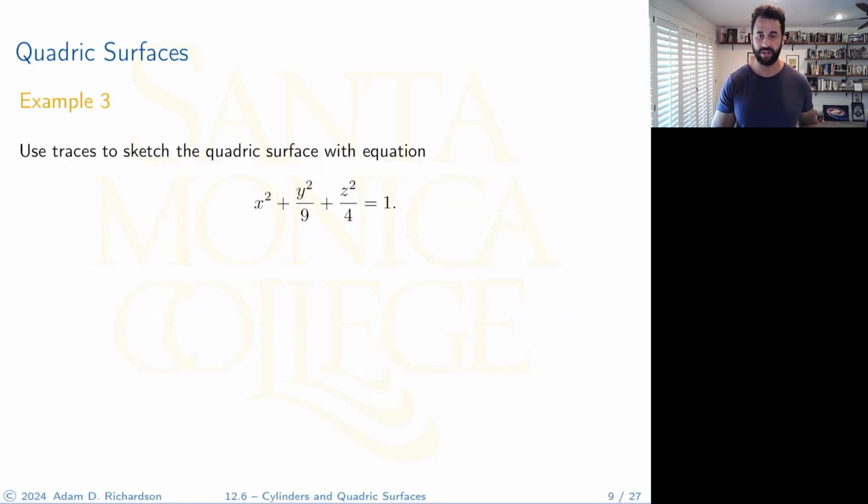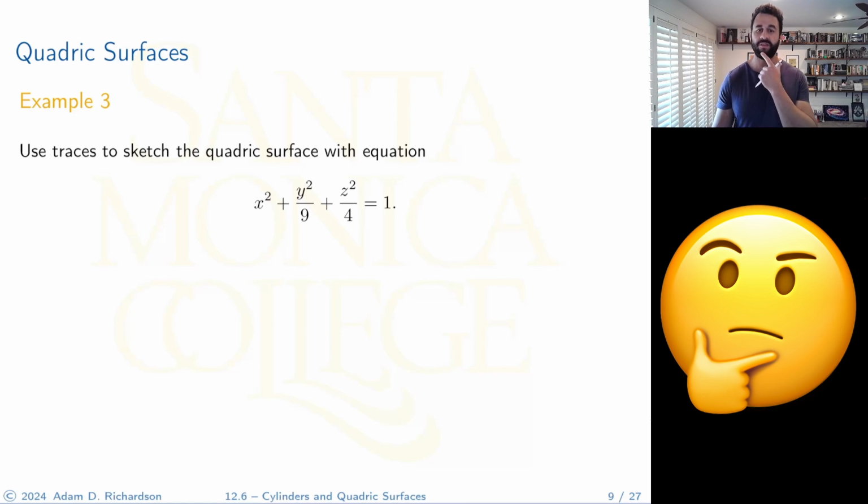Right, so let's try this one. Use traces to sketch the quadric surface with this equation. And what I want you to do for this one is to just ponder what you think this could look like. So think about the forms of the conic sections and try to see if you could figure out what this three-dimensional shape looks like.